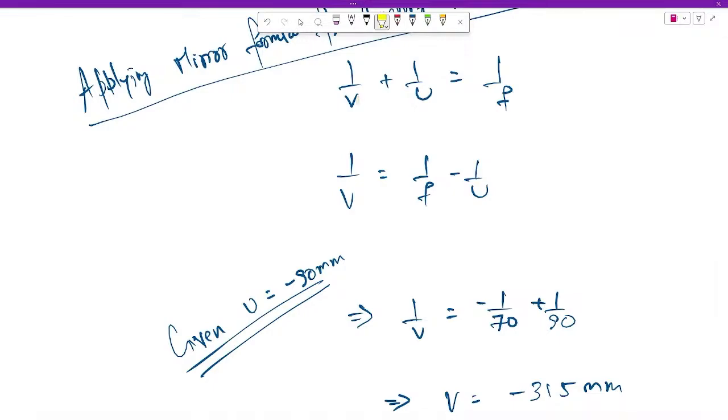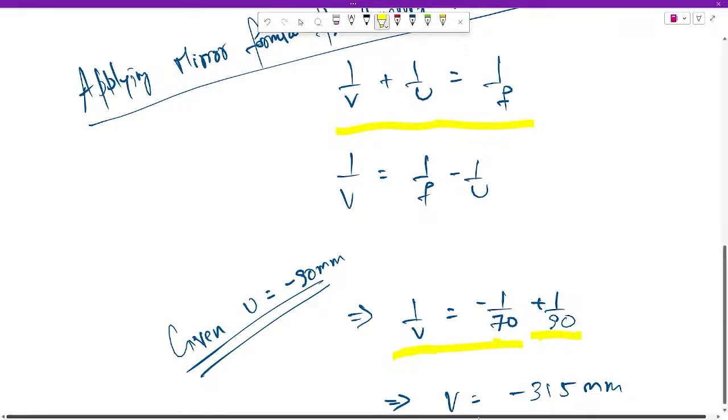So 1 by V plus 1 by U equals 1 by F, and 1 by V would be equal to 1 by F minus 1 by U, and minus of 1 by minus 90 would be equal to plus 1 by 90. Thus, calculating, we will get the position of the final image, and that is 315 millimeter in front of the mirror of the smaller radius.